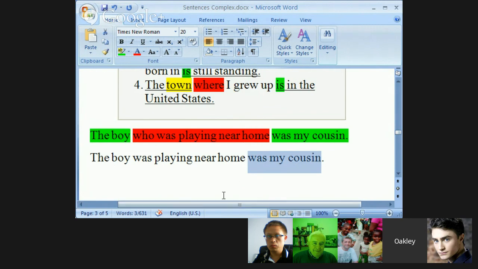I don't even understand. My question is about the tense, teacher: if we can use the present instead of the past. It was my cousin, is my cousin. Oh, okay. What do you think? This can't exist. The boy was playing near home. Is my cousin. Why not?